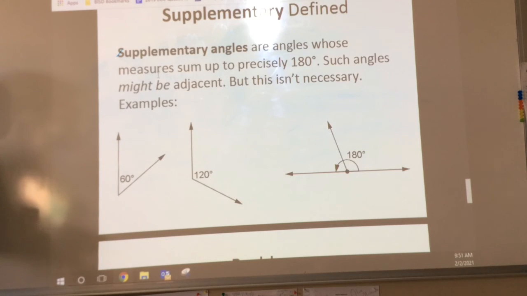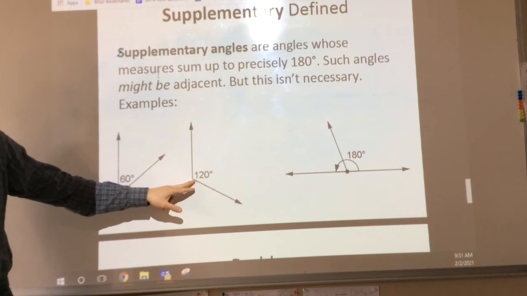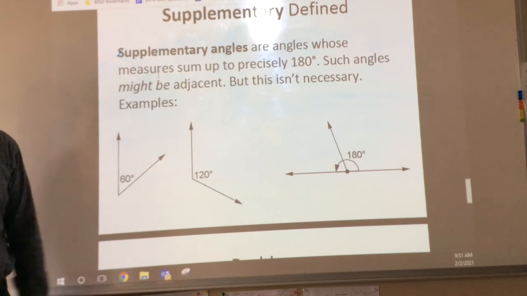Can you take credit, please? I cannot take credit for that one either. Dang. But so if I have my 60, which is a smaller angle, and I add it to my 120, it's going to form a straight line, which is going to give me 180 degrees.